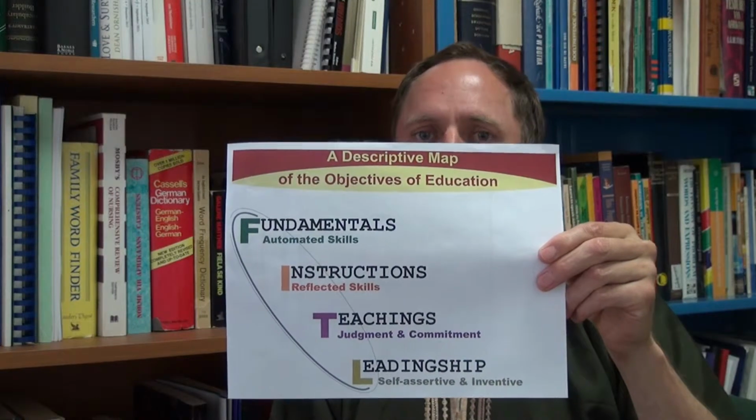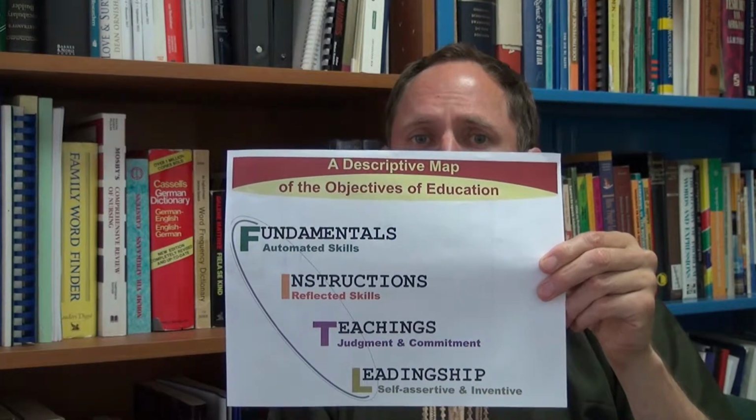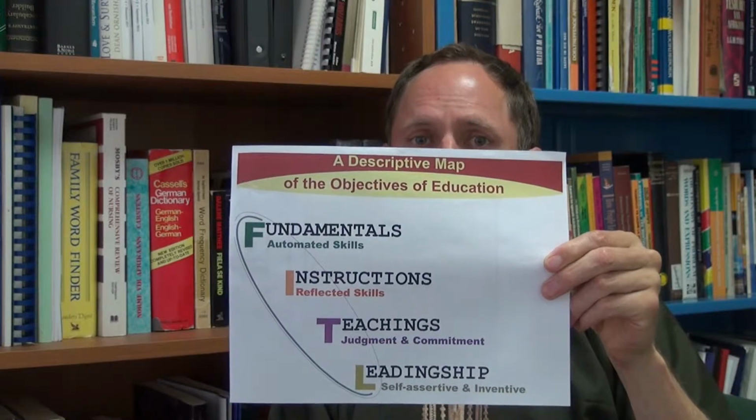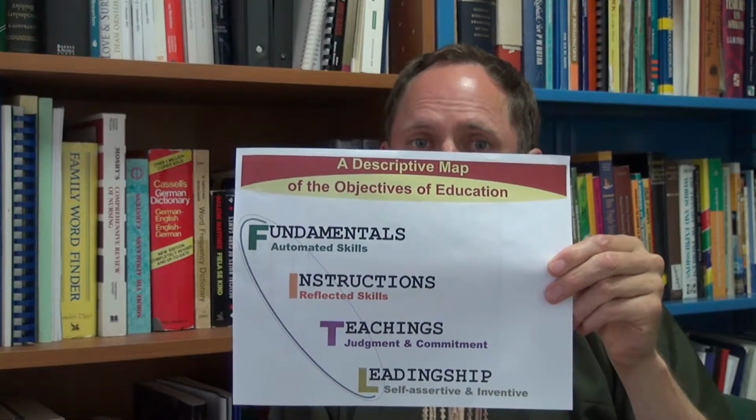So I'd like to present to you the model right off, and it is called the FITL model. It is fundamentals, instructions, teachings, and leadership. So I'll start in the middle. There's a significant difference between instructions and teachings. The teachings of Christ, the instructions of Christ. You can immediately feel the difference there. Thus, this prying apart of the difference here was where this whole model started.